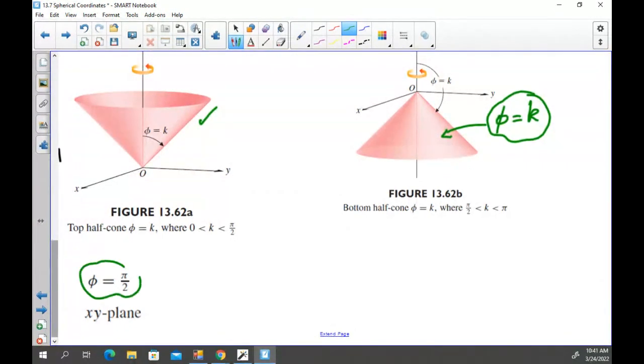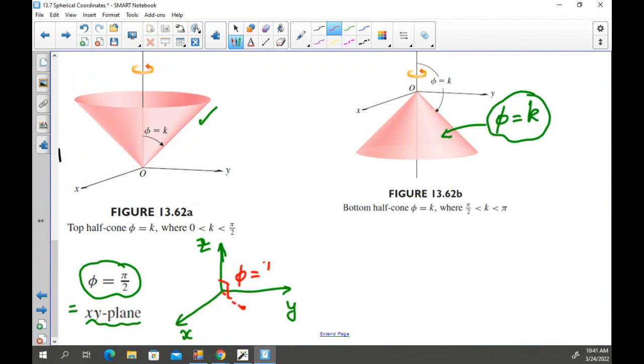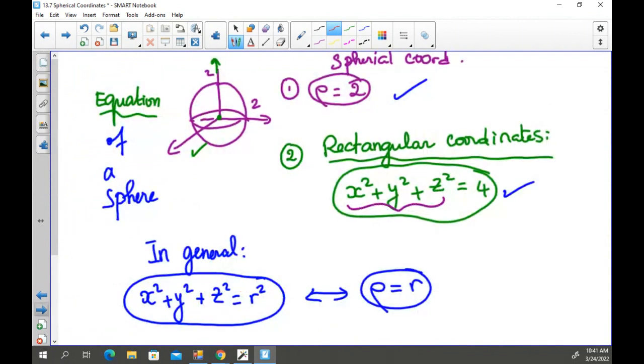Phi equal pi over 2 is exactly all the points on the xy plane. If you take a point here, then the angle phi is exactly 90 degrees. So any point on the xy plane has a phi equal to 90 degrees or pi over 2.